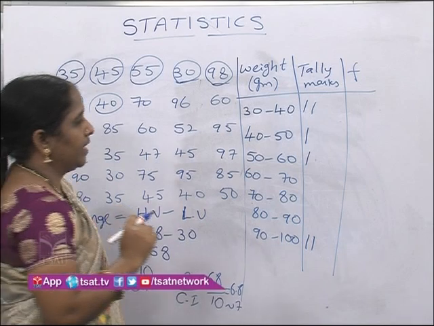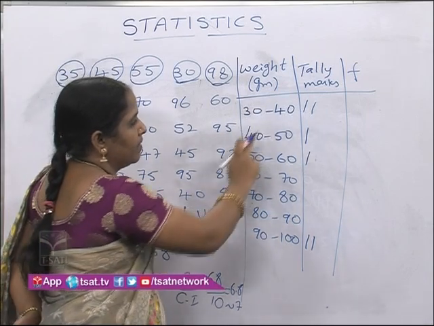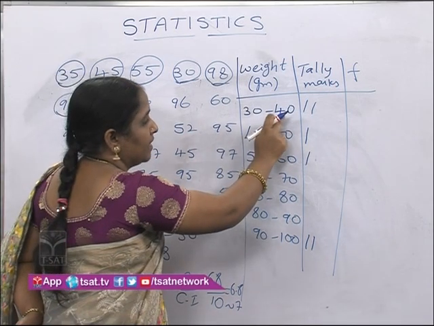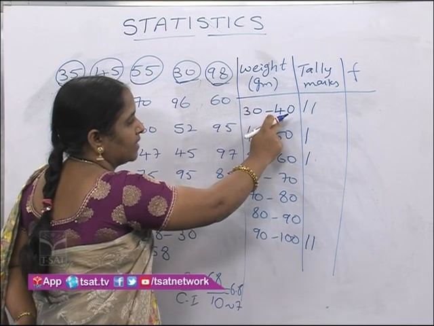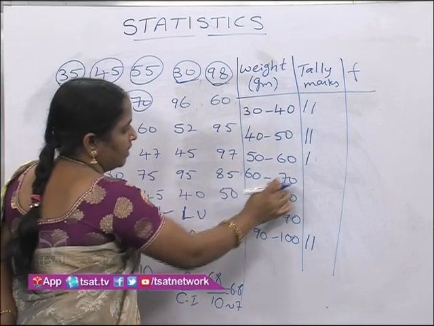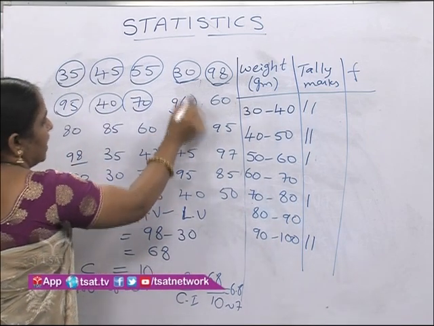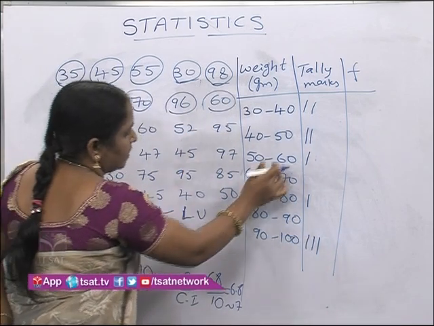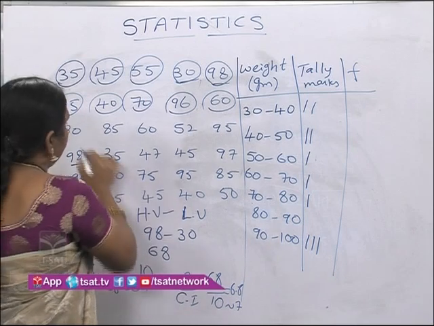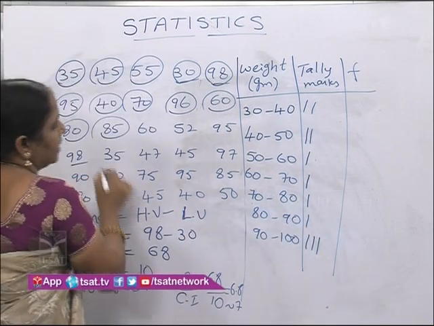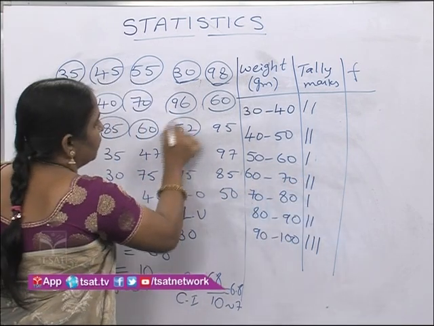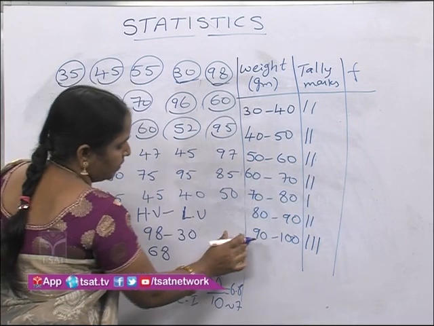So as I told you in the beginning, these are exclusive classes, and here we have the value 40, and this value you cannot add here, you have to add in the next class. Here 40 is excluded and added in the next class. 70, same thing, you have to take it in the 70 to 80 class. And 60, same problem, 60 is not taken here, we have to take it in the next class. And 80, here we have to take 80, 85, 80 to 90, and 60 again here, 52 here, 95 here.